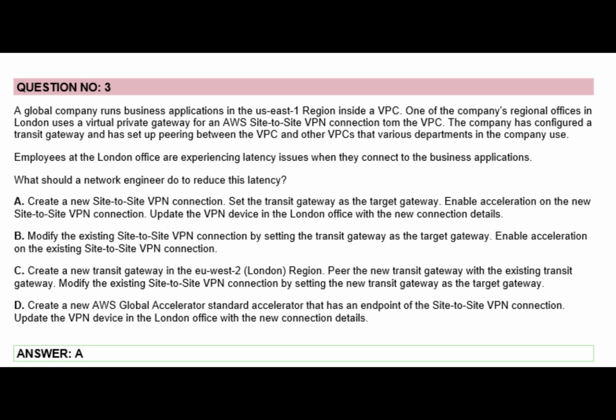C. Create a new transit gateway in the AWS 2, London, region. Pair the new transit gateway with the existing transit gateway.